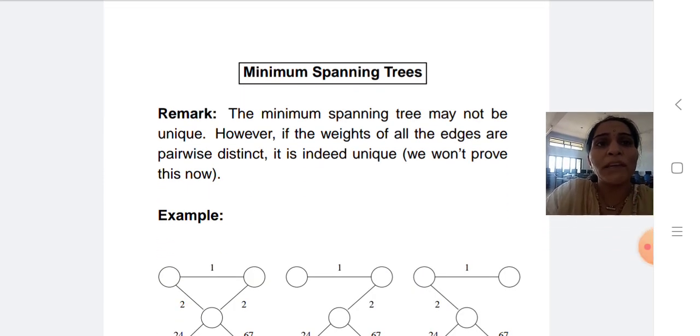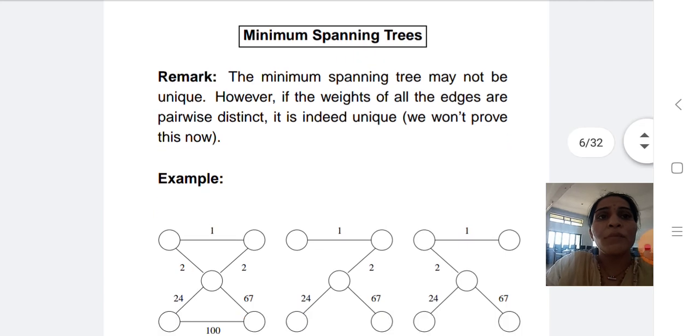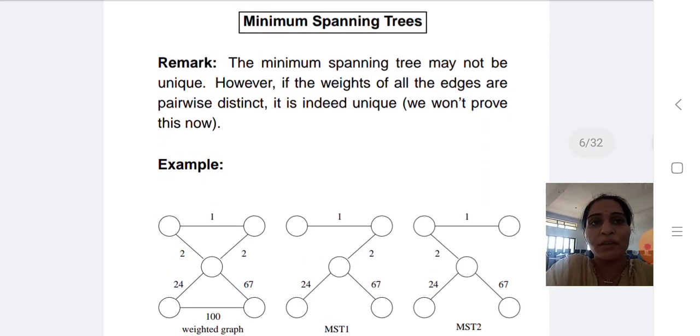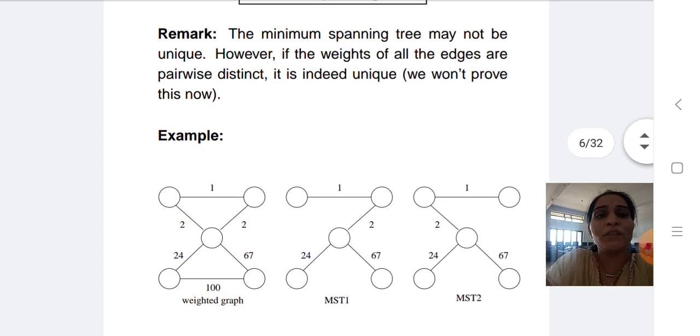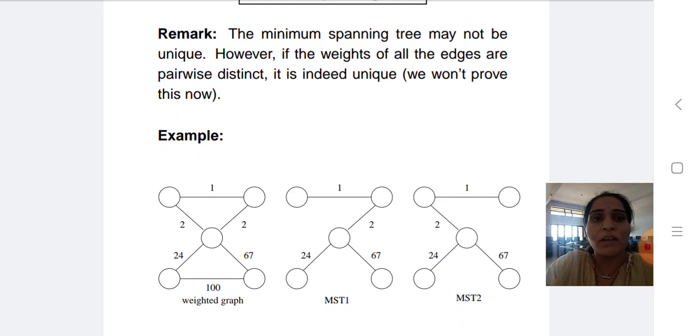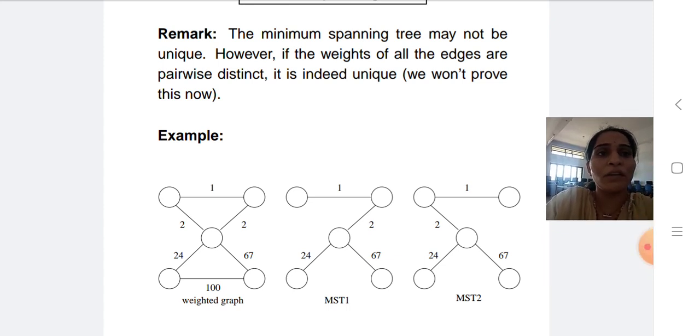Now see, a minimum spanning tree may not be unique. However, if the weights of all the edges are pairwise distinct, it is indeed unique. We won't prove this now. For example, in the given weighted graph, the edges are shown in the figure. Now from this graph we have to draw two spanning trees, first and second. Both minimum spanning trees have the same weight, but they are not unique, they are different.